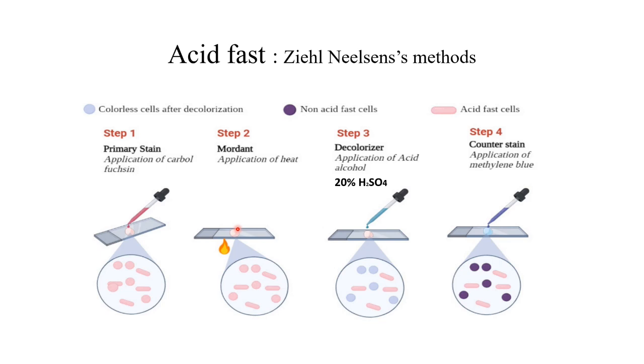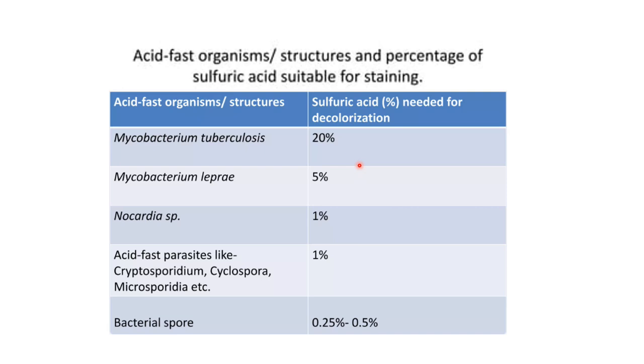After that, we decolorize the stain with sulfuric acid or acid alcohol. Depending upon the organism, the percentage of sulfuric acid will be different. Here you can see, for Mycobacterium tuberculosis we use 20% sulfuric acid. In Mycobacterium leprae, we use 5% sulfuric acid. For Nocardia species, we use 1% sulfuric acid. For acid-fast parasites like Cryptosporidium, Cyclospora, and Microsporidia species, we use 1% sulfuric acid.